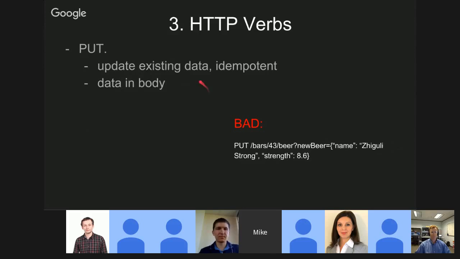Let's go further. The PUT method is used to update existing data, and like the GET method, it's idempotent. And again, that means that every time we call this method, we will get the same result. We can call it 10 times, and 10 times we'll get the same result. It just updates the same entity. As in the POST method, we send data in the body.